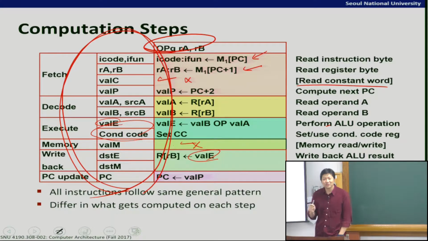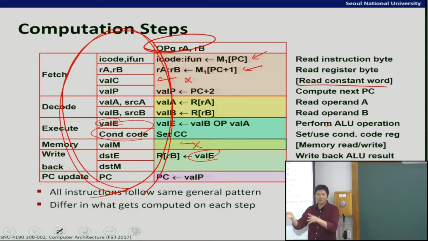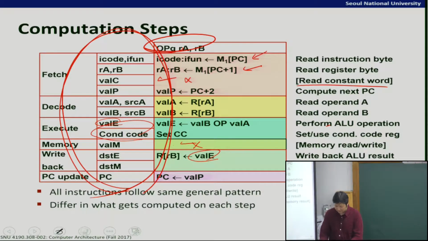So in the pop instruction, you need to update the value of the register as a result of the pop, and also you need to update the value of RSP as a side effect, right? So the pop instruction is the only one which updates two registers at the same time. Okay, and the PC update, PC will be valP. So the point is, all instructions follow more or less the same general pattern, but they differ in what gets computed on each step and which parts are activated and which parts are not.